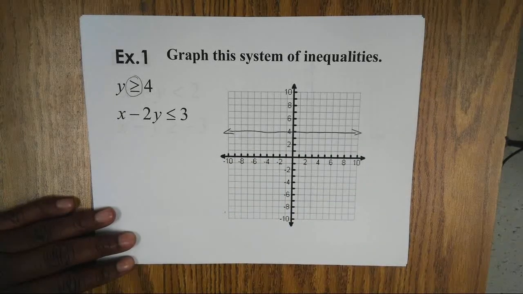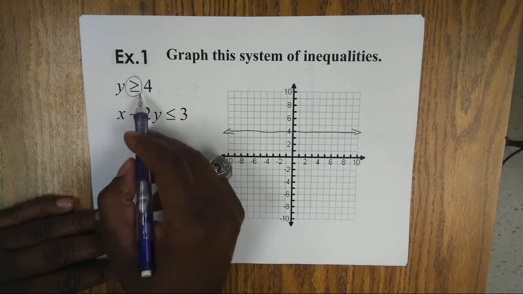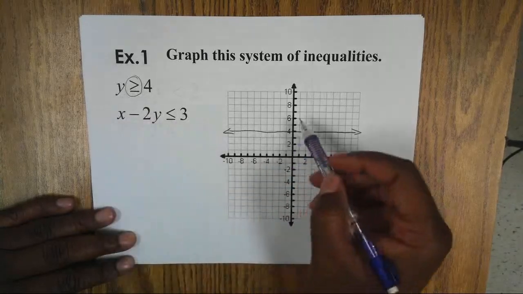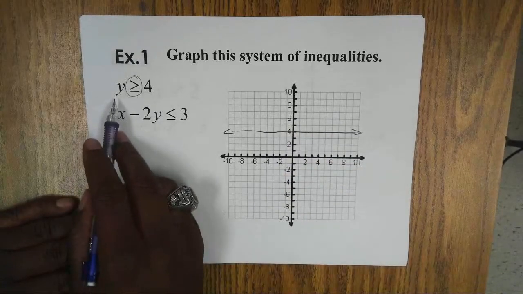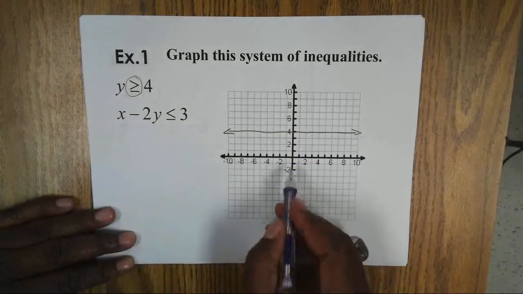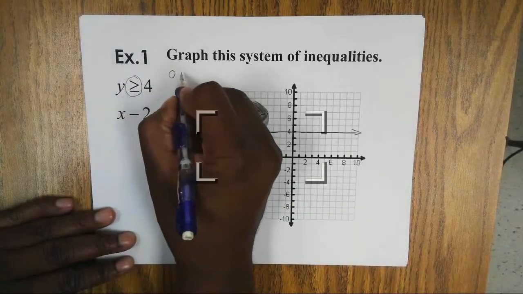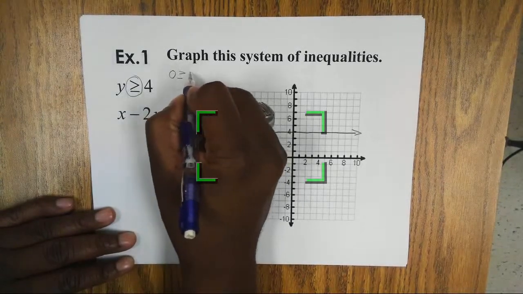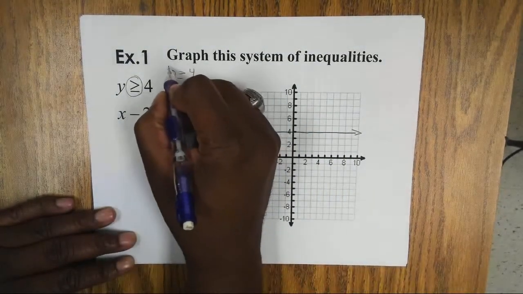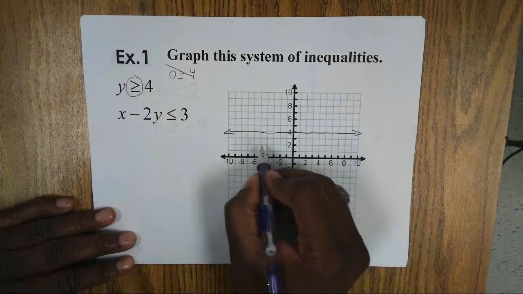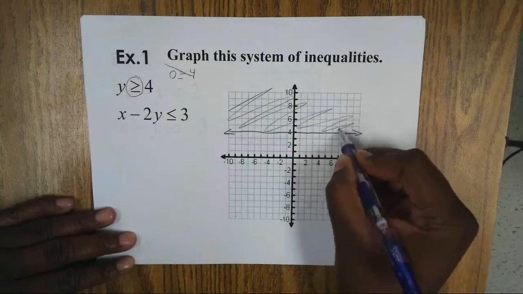Now, for the shading, because it's a greater than sign, I would think that I should shade this region right here above. But I do want to make sure. So what I would do is plug in 0, 0. I'm going to plug in 0 for y because that's the only variable I have. And I have 0 is greater than or equal to 4. Is that a true statement? No, it is not. 0 is not greater than 4. So we do not shade down here. We shade up here exactly where we thought. So all I do is shade in that region.